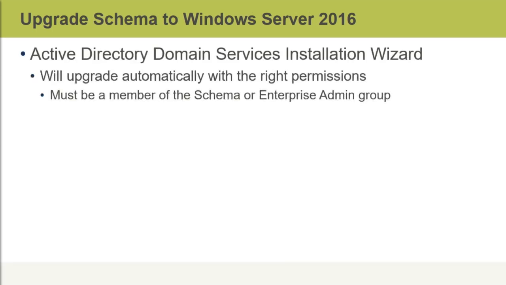Something else that you need to keep in mind as you're going through this upgrade process is that you're going to need to be upgrading the schema on your network to the Windows Server 2016 schema. So there's two different options you have available for that. When you are performing the upgrade to Windows Server 2016, the installation wizard can automatically upgrade your schema if you have the right permissions. That is to say, you need to be a member of either the Enterprise Admin or the Schema Admin group when you're performing the installation to make sure that your schema gets upgraded properly.